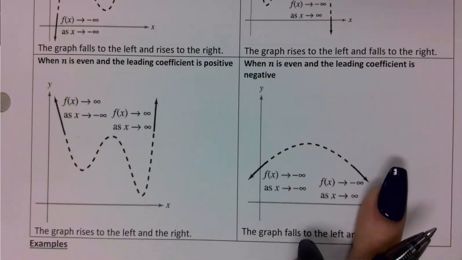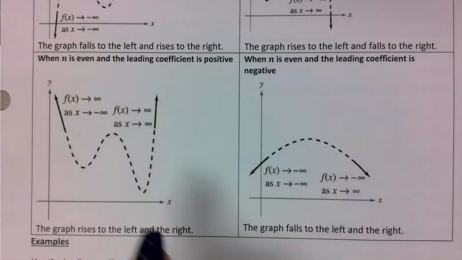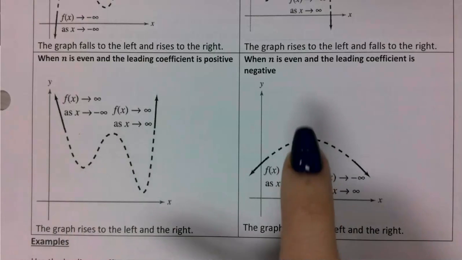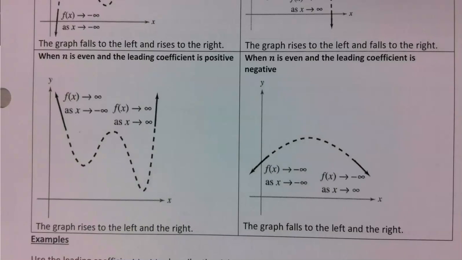Then down here, I have my even ones, so my highest exponent is even. If it's positive, they both rise. And then if my exponent is even and the leading coefficient is negative, they both fall.